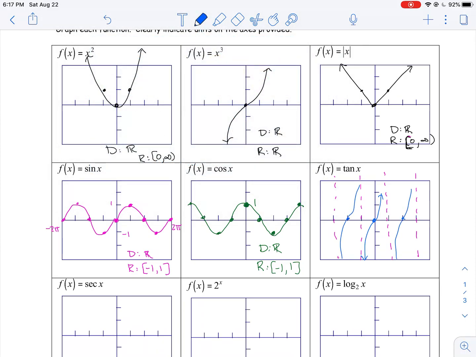And then there you go. This is just a brief sketch of the tangent function. Its domain is x can't be any of the pi over 2's. That's the easiest way of saying it. And then its range is all real numbers.